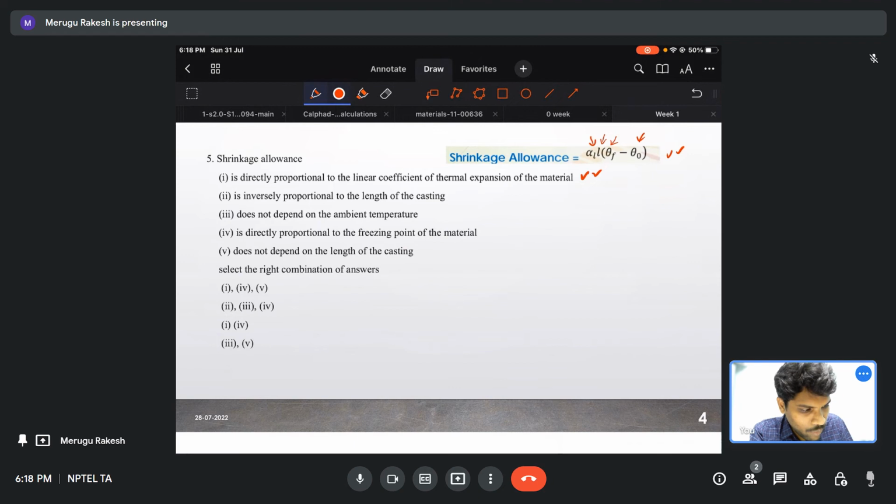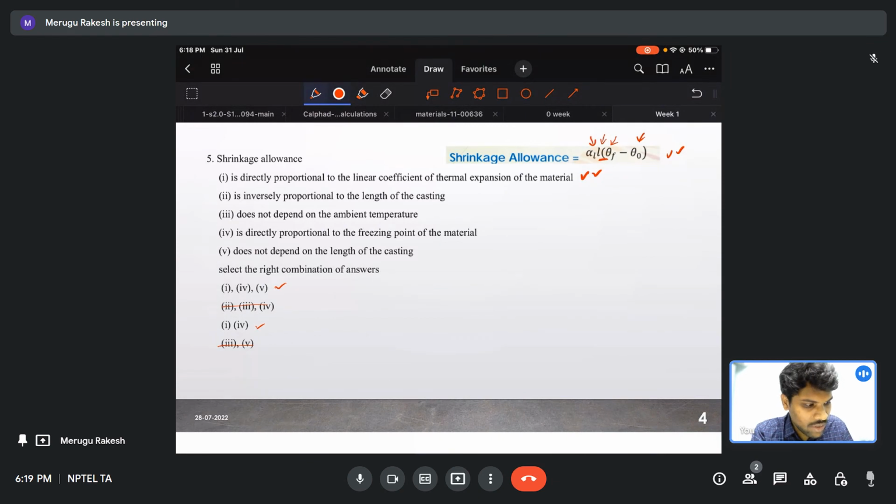Now go to the options. You can see option A and option C consist of option 1, so we can eliminate options B and C. This is how we approach it if the question is lengthy, so that you can save some time in the exams. The second option is inversely proportional to the length of the casting. No, it is not inversely proportional. It is directly proportional to the length of the casting, as you see in our shrinkage formula here. So option 2 is wrong.